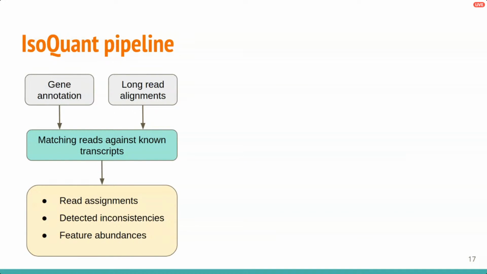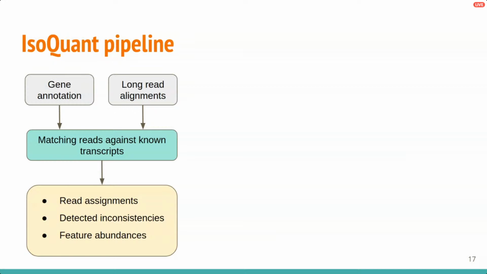First, the pipeline overview. As with most of these tools, we take a gene annotation as an input and a BAM file with long read alignments. We prefer to use Minimap now, since it's the fastest one and works well with high error rate. Then we try to match every read against known isoforms from the annotation and say, okay, this read belongs to this isoform, this read belongs to another isoform, but with some modification. So we also detect inconsistencies between reads and isoforms. For example, we find reads with intron retentions and so on.